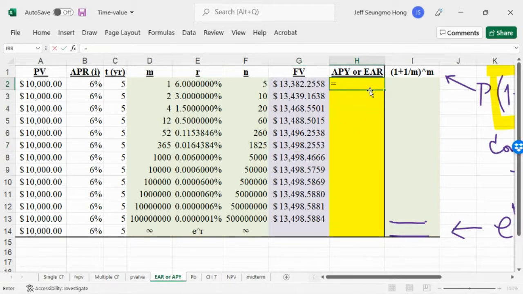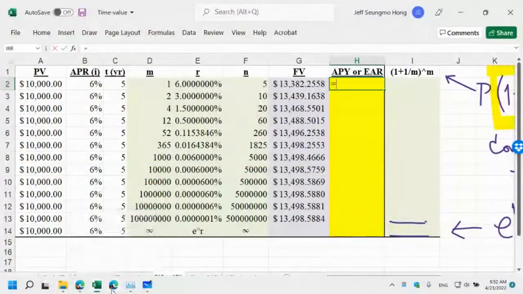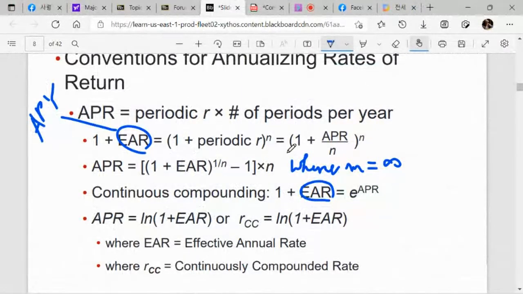Well, the formula is basically, and that is already explained here, 1 plus APR over M. This is actually M in my notation. But the book is using N, right? The book is calling it N, but N is the actual number of compounding.